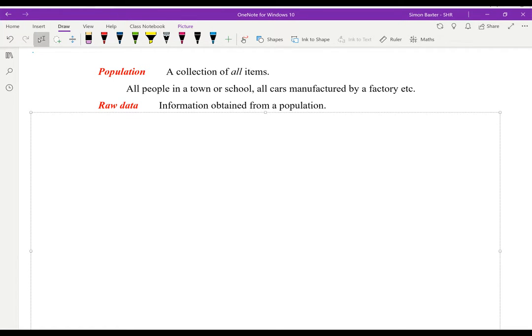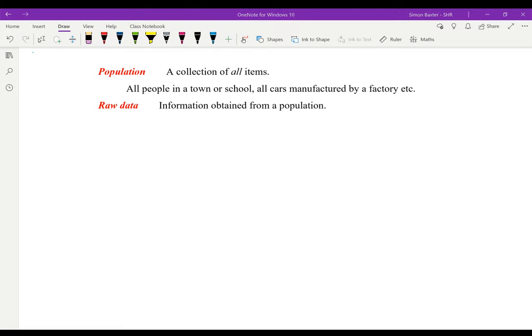Raw data, that is information obtained from a population. If we take the chickens on a farm again, we could take all the eggs laid and we could measure the weight of each egg. That would be raw data. If I worked out the mean weight of the eggs, that would not be raw data. So raw data is what you measure. If you process it in any way, you've no longer got raw data.